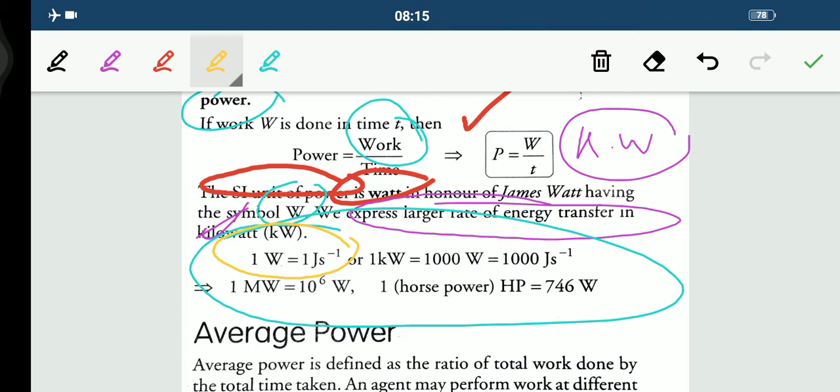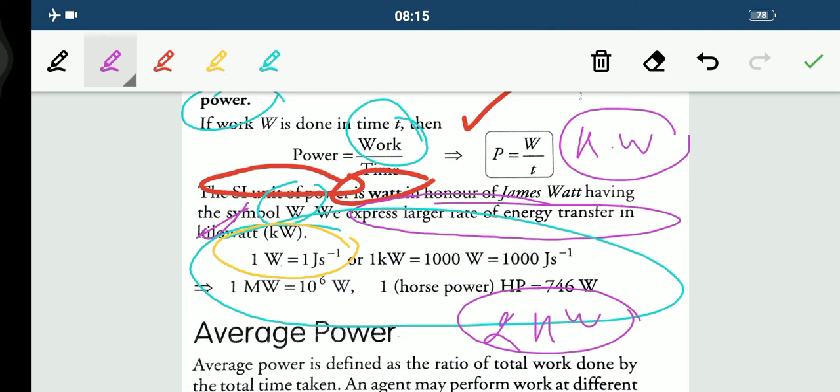So suppose this comes in your examination, what do you need to do? See here. We know that 1000 watt is equal to 1 kilowatt. So suppose you have 2 kilowatts and you are told to convert this kilowatt into watt. What will you do? You will multiply it by 2.